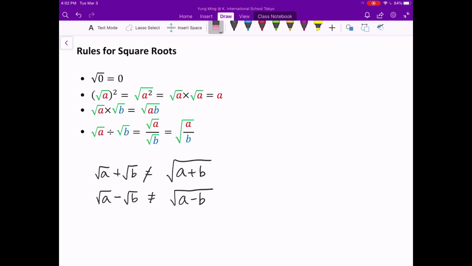So here are our rules. We have 4 rules, like I just said. Please keep in mind that we have 2 extra ones that are not mentioned in the textbook, but I think those are very important. Make sure you keep in mind that if you have addition and subtraction, we don't get to share the hat.